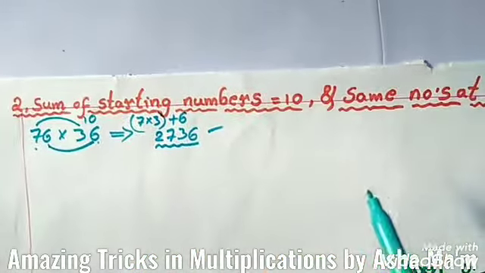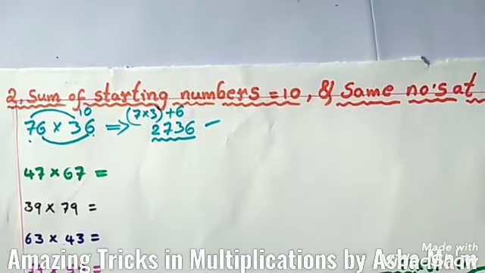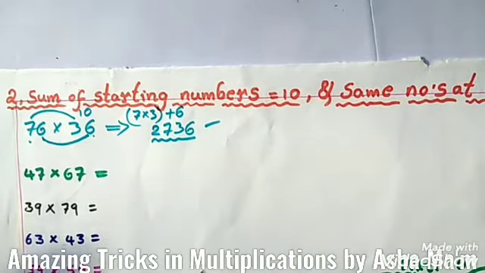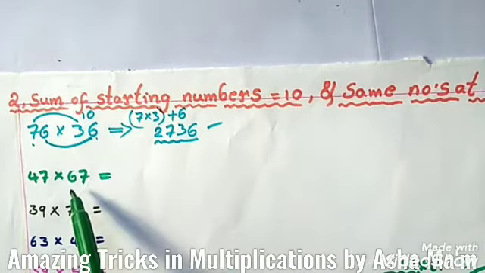Okay, let us see some more examples, then you will have an idea. Some examples I have written here. Let us see the second example. Here 47 into 67.